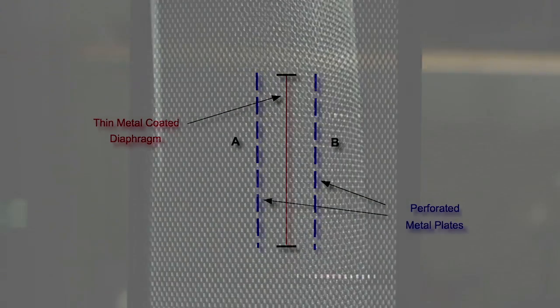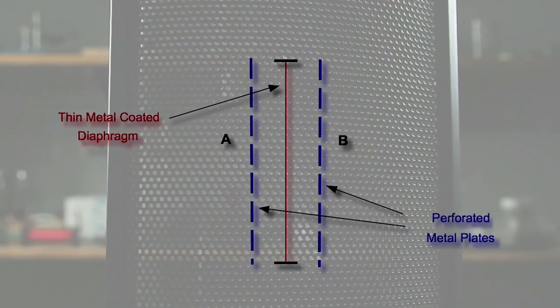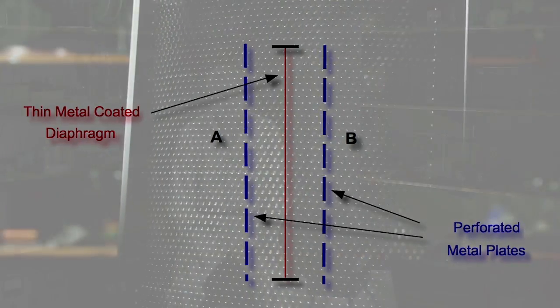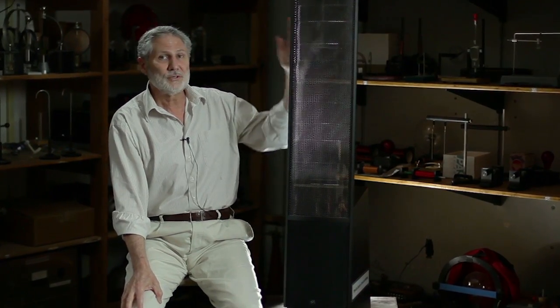The basic idea of an electrostatic loudspeaker is shown in this diagram. A large, thin, flexible membrane, or diaphragm, lies between two rigid metal plates that are perforated. The diaphragm is covered with a very thin layer of metal. Even then, it is transparent, as you can see.